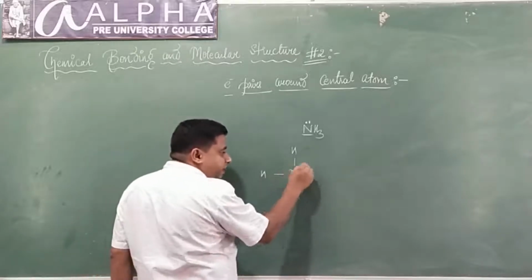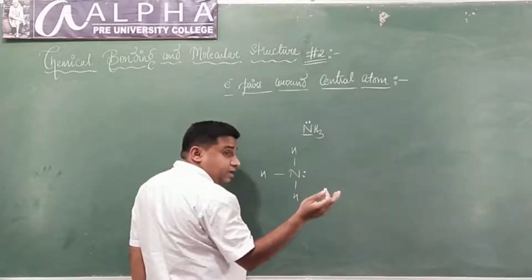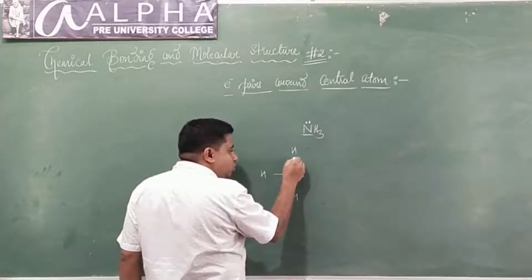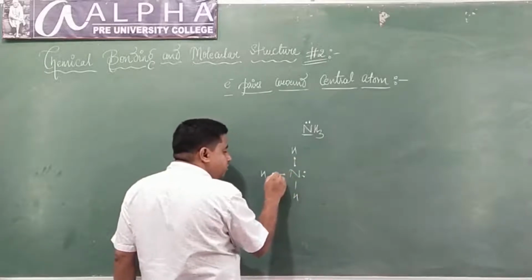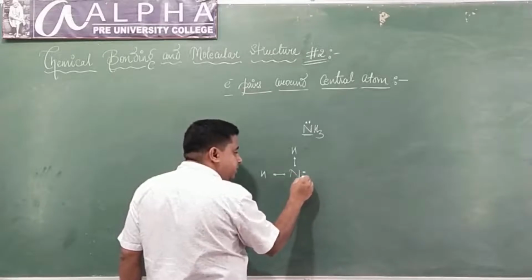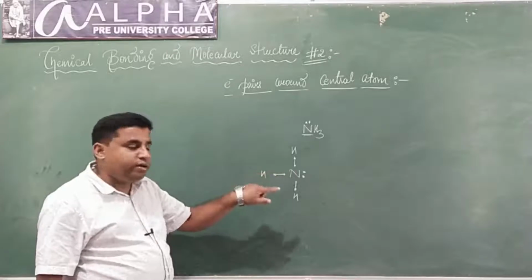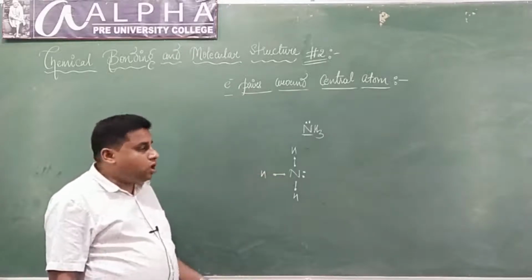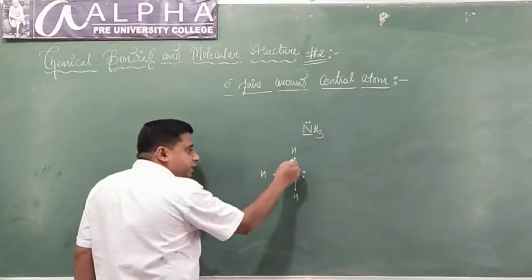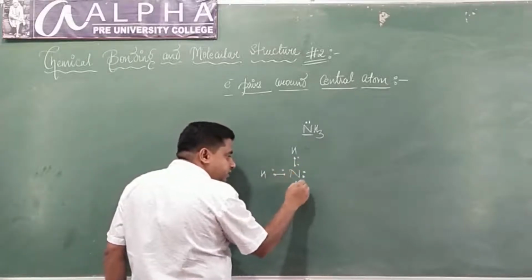Observe here. Nitrogen is surrounded by a total of 8 electrons according to the octet rule. 1, 2, 3, 4, 5, 6, 7 and 8, isn't it? So nitrogen is surrounded by 8 electrons. Out of 8 electrons, look at here, this electron, this electron, this and this.